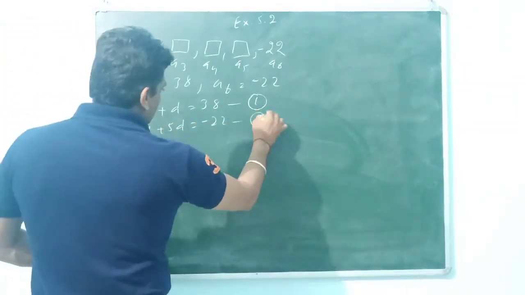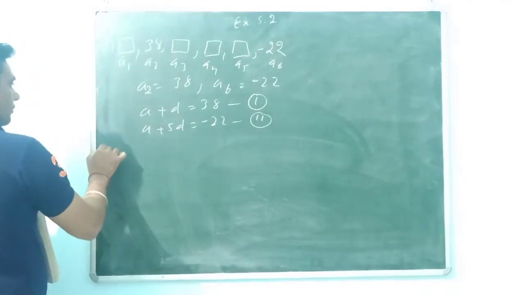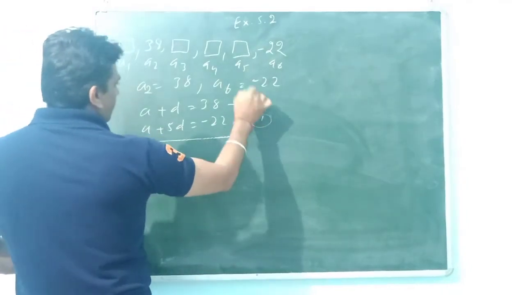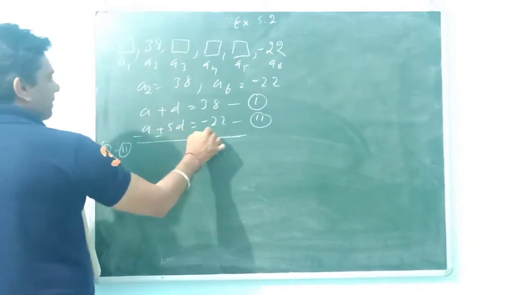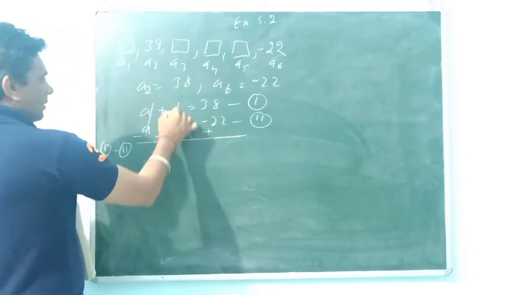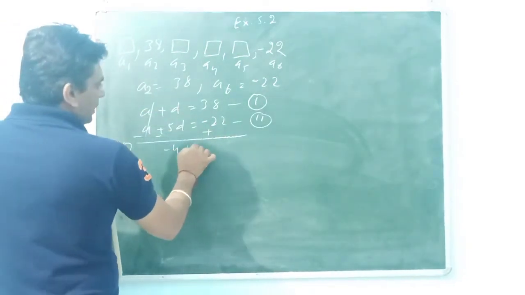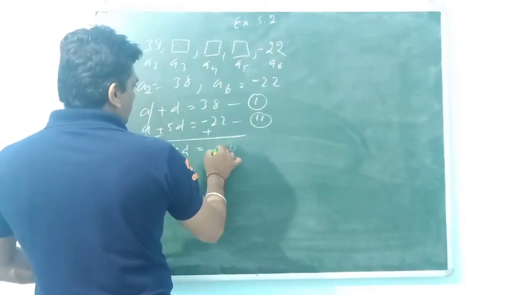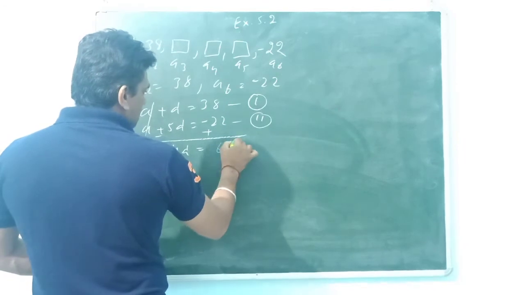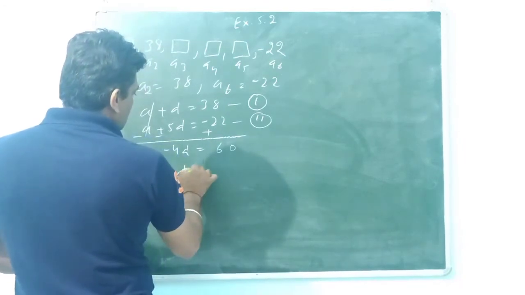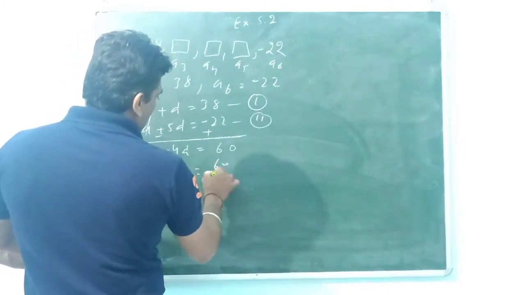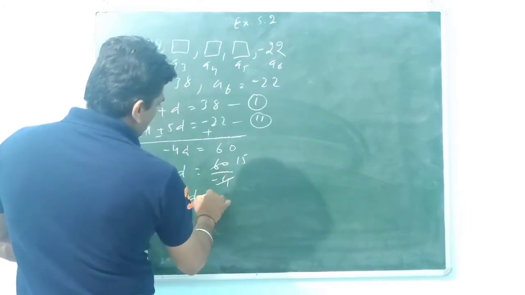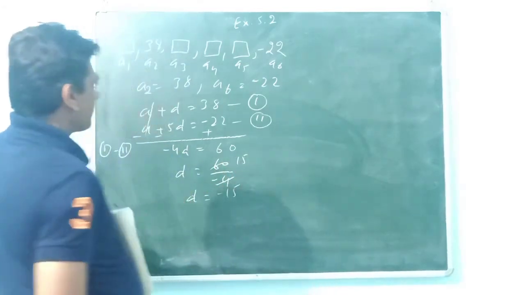This is equation second. Again, first minus second, or subtracting equation second from first. Minus 4D equal to 38 plus 22, which is 60. Or D is equal to 60 divided by minus 4. D is equal to minus 15.